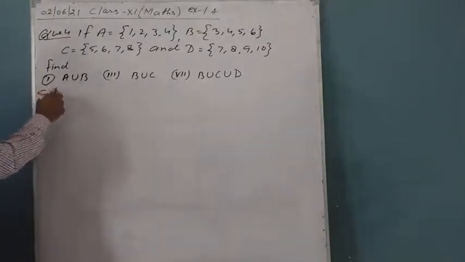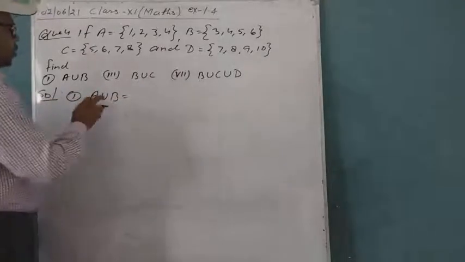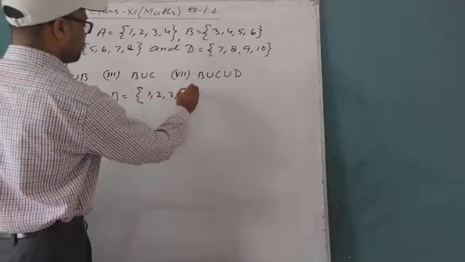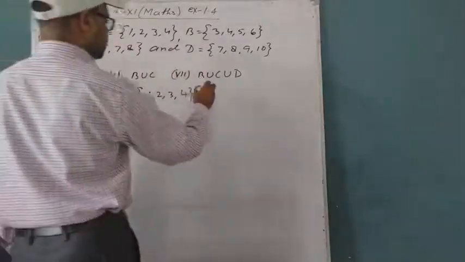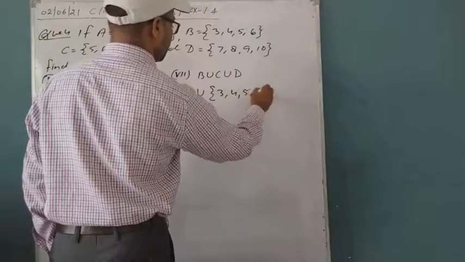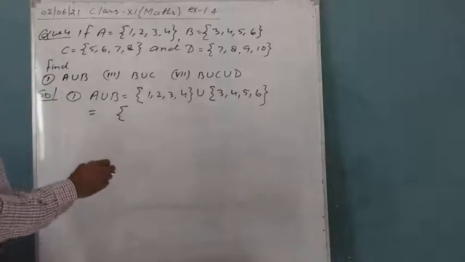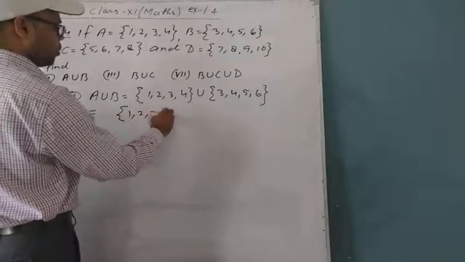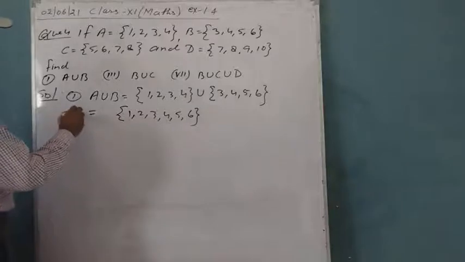Now solution, first part. A union B is equal to: in place of A, write the set A, {1, 2, 3, 4}, union B. In place of B, write the set B, {3, 4, 5, 6}. Now, writing all the elements of sets A and B a single time: 1, 2, 3, 4, 5, 6. This is A union B.